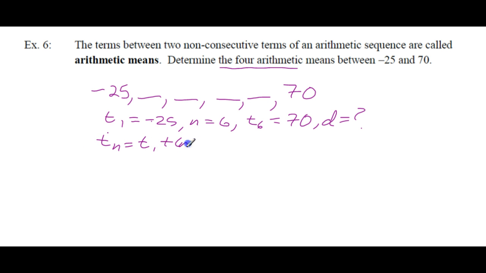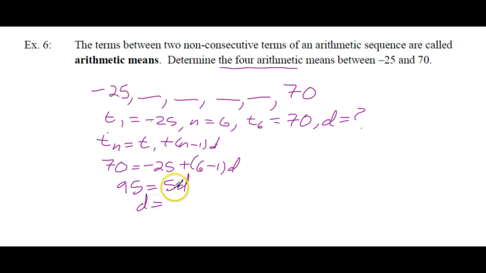There's no secret other than the secret that it's all about the formula. Substitution. Okay, and now we work this out. So I'm going to do what? Add 25. 6 minus 1 is 5, so that's 5d. So d, 95 divided by 5, is 19. So I want to add 19.